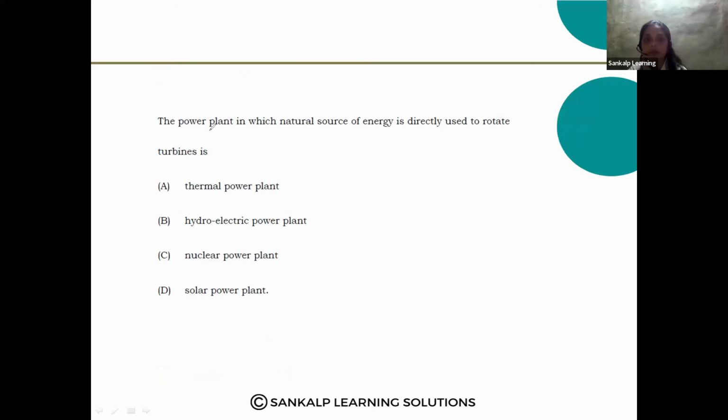Here, the power plant in which a natural source of energy is directly used to rotate the turbine. Okay, so see this question. The natural source of energy that is directly used for the rotation of the turbine.